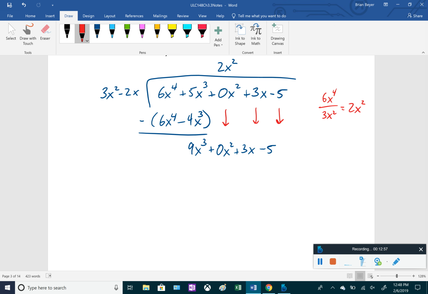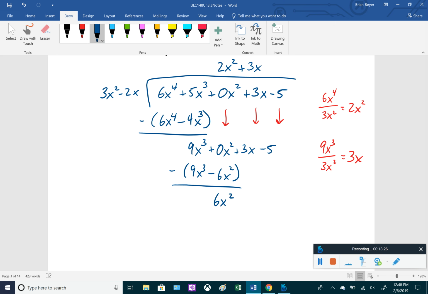So what do we have to multiply 3x squared by to get to 9x cubed? We divide them and we get 3x. So plus 3x. And multiply that through. 3x times the divisor gives us 9x cubed minus 6x squared. The x cubes cancel. 0 minus negative 6, 0 plus 6 is 6x squared. So you can see how the x squared terms lined up perfectly.